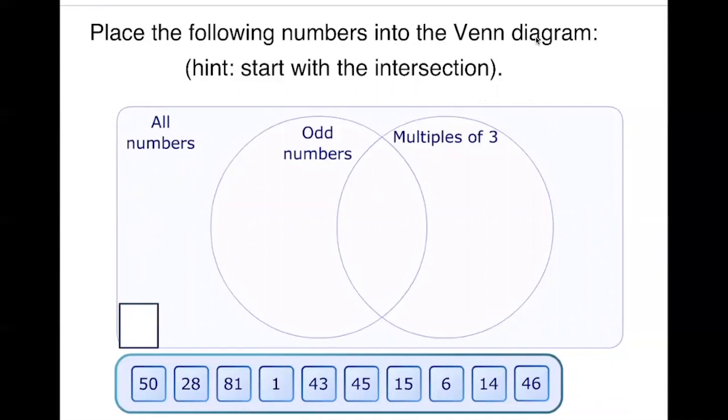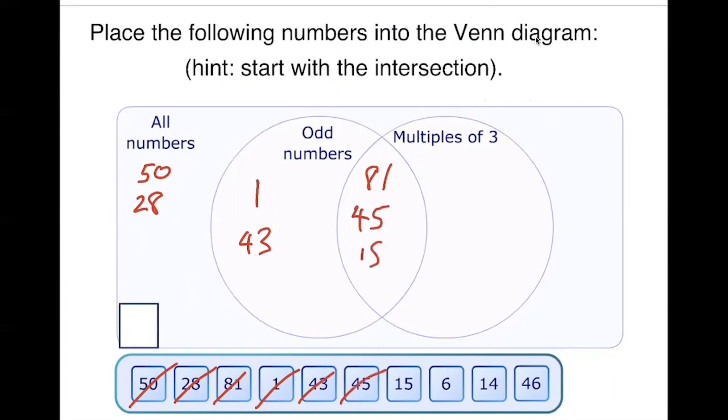So we've got odd numbers. So 50 is not odd, and it's not a multiple of 3. 28 is not odd, and it is not a multiple of 3. 81 is odd, and it is a multiple of 3. Oops, sorry, wrong place. 1 is odd, but not a multiple of 3. 43 is odd, but not a multiple of 3. 45 is both.